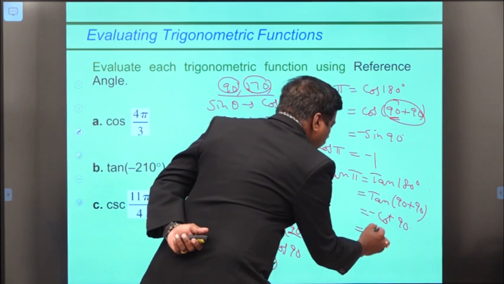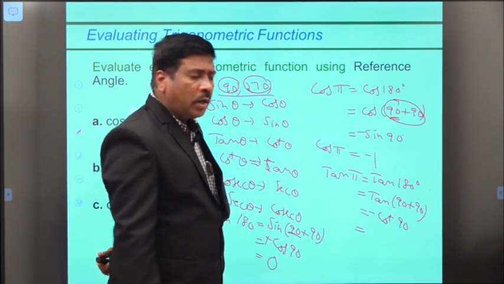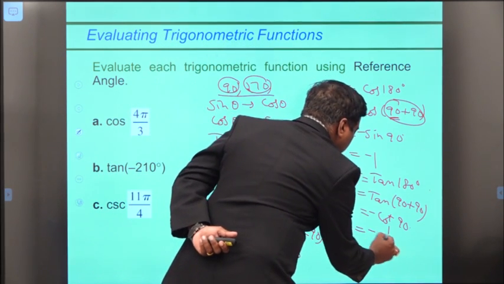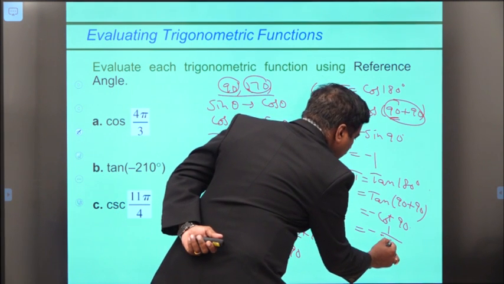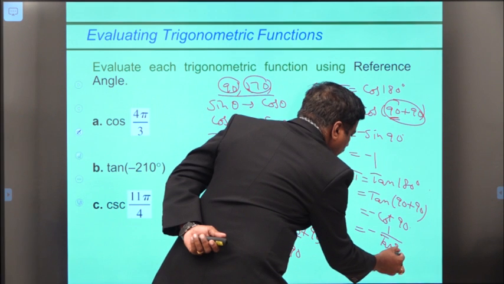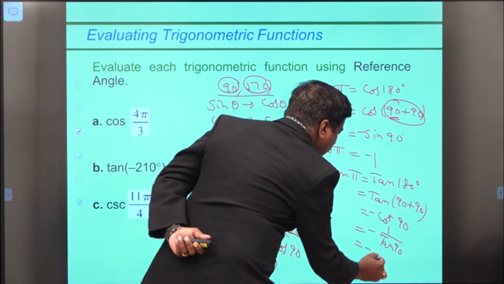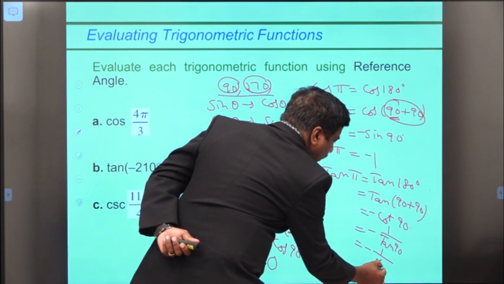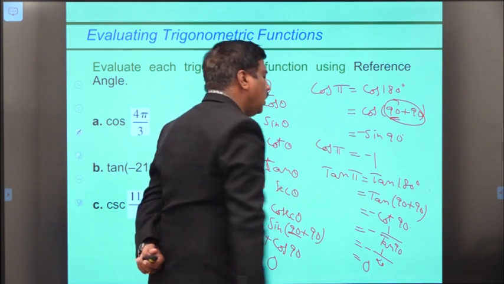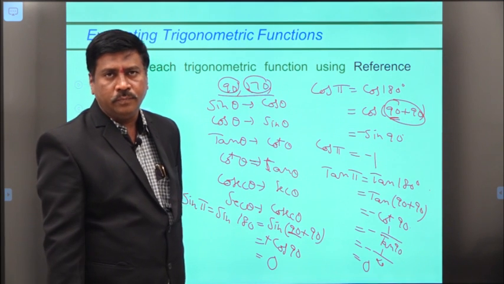Suppose here I want to find the value for cot 90. The cot 90 value is equal to minus of 1 by tan 90. Tan 90 value is infinity, so that is equal to 1 by infinity, which is nothing but 0.